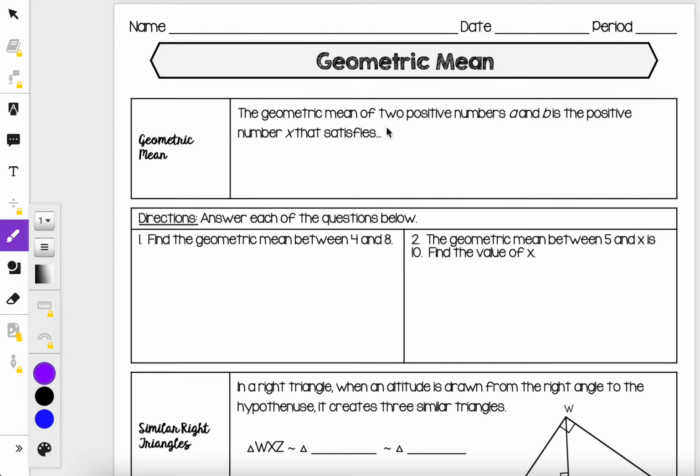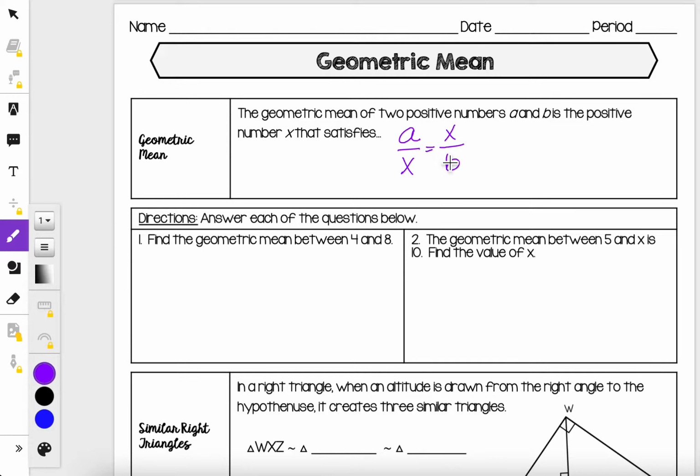So let's get started. The geometric mean of two positive numbers a and b is the positive number x that satisfies a over x equals x over b. So in this proportion, we would say x is the geometric mean of a and b.